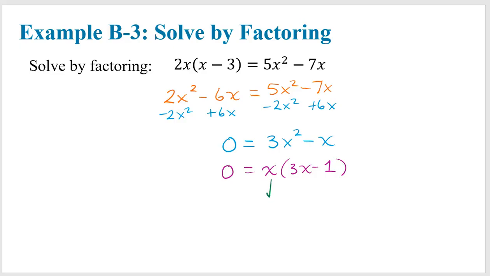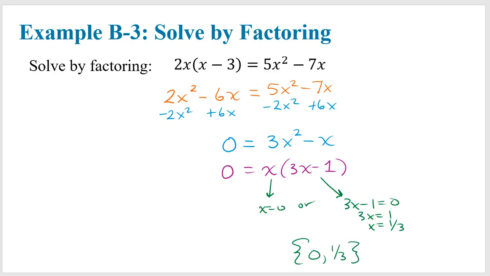All right, so I know this factor could be equal to 0, or this factor could be equal to 0. So x equals 0 is already solved for you. That's rather nice. So I just have to solve this second equation, and I get x equals 1/3. So my set of answers is 0, 1/3. And again, always make sure that you're plugging them back into the original equation to double check.